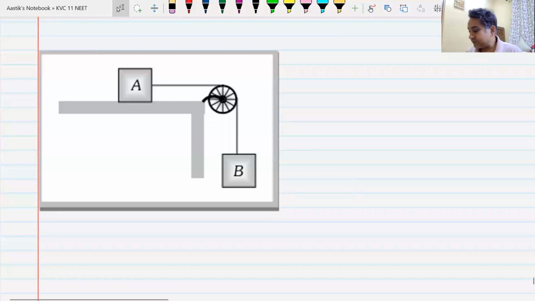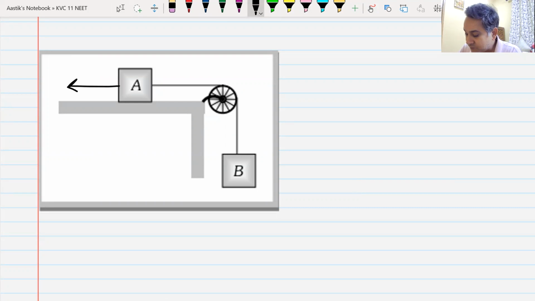Same scenario, same weights, same masses. Now I have made this force 20 newtons. And the same question comes right away. What is the acceleration of the blocks?